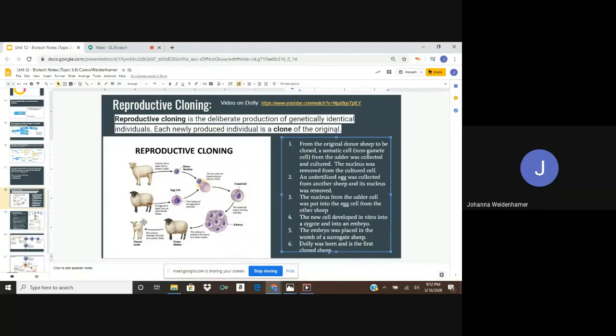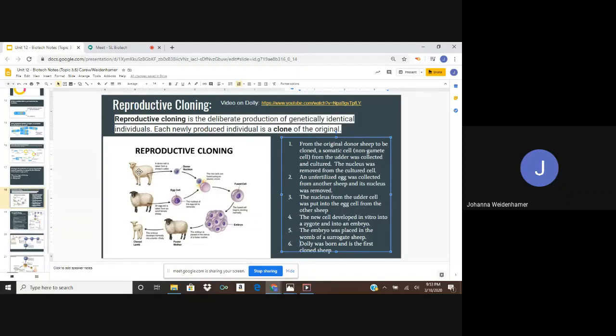So again, we're taking the nucleus of sheep number 1, an empty egg cell of sheep number 2, and allowing them to fuse together. So we're using the DNA from sheep 1 to create an embryo. And that embryo is going to grow into a little lamb and be born. This lamb has the same DNA as sheep number 1. Very, very fascinating stuff. Very interesting.